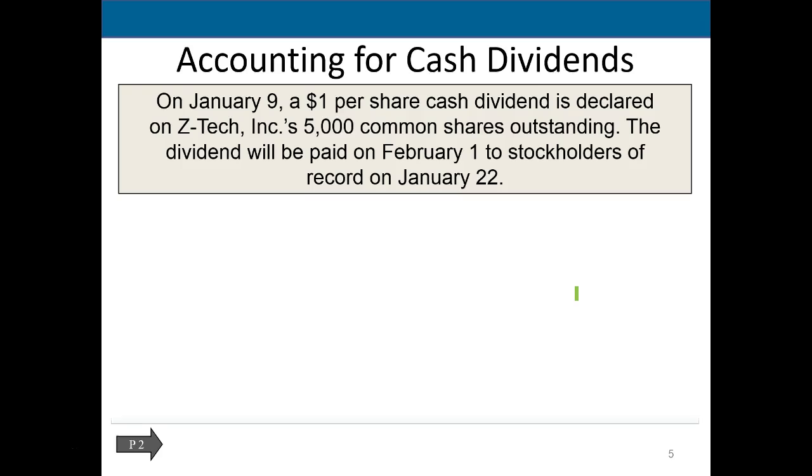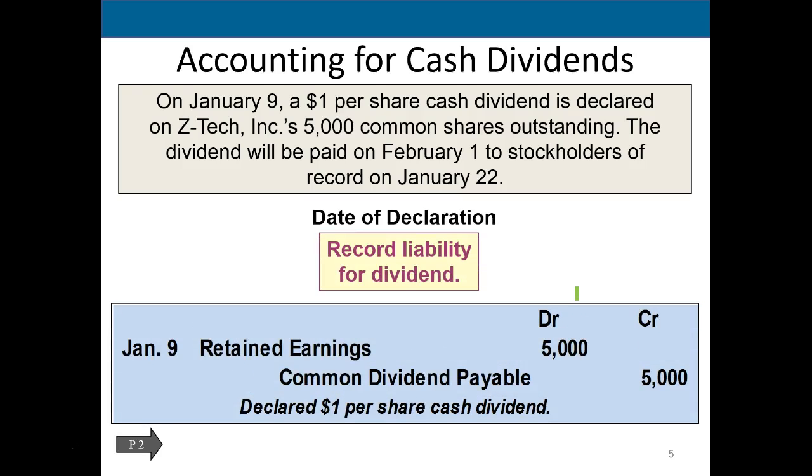So we have the accounting for cash dividends. On January 9th, a $1 per share cash dividend is declared on ZTech Incorporated's 5,000 shares outstanding. The dividend will be paid on February 1st to stockholders of record on January 22nd. On the date of record, there's no entry. When we declare the dividend, what's going to happen is, we haven't yet paid the cash, so cash is not affected. But we say that we owe the stockholders; as of this date, we've decided that the stockholders are going to be paid. We've made that commitment.